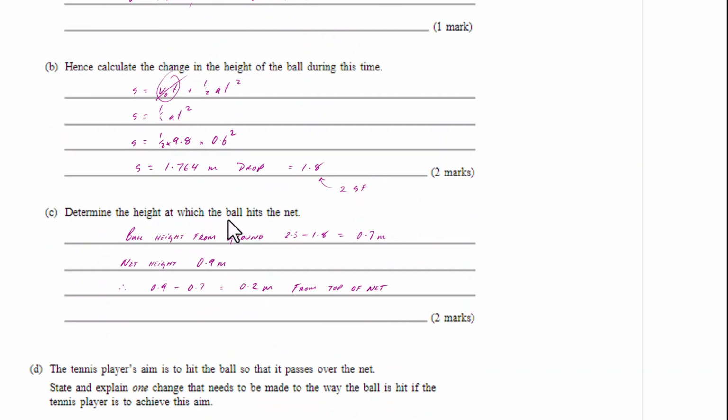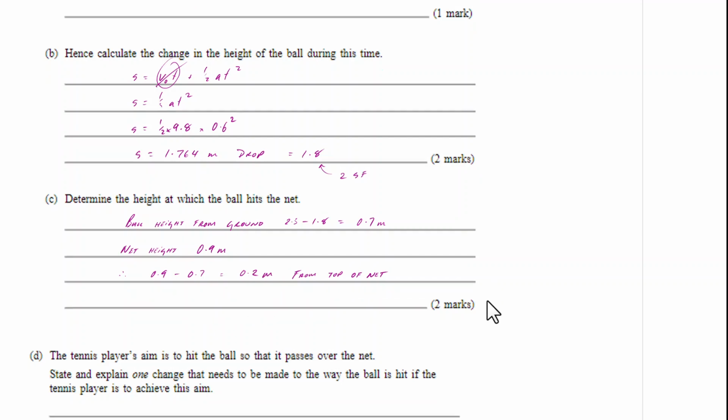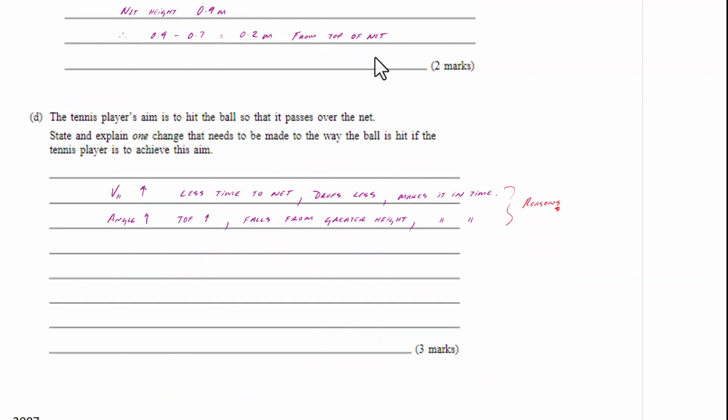Determine the height at which the ball hits the net. Well, it was served from 2.5, it fell 1.8, so therefore it's actually 0.7 meters off the ground. The height of the net's 0.9, do the subtraction, so that means it's hit 20 centimeters below the top of the net. Again, always good to put a reference.